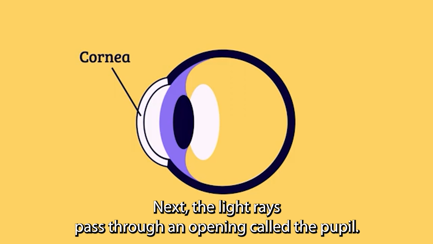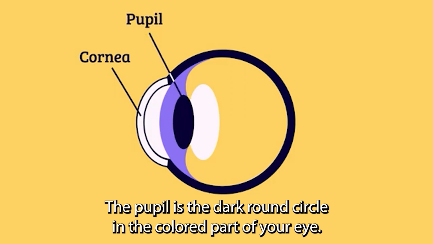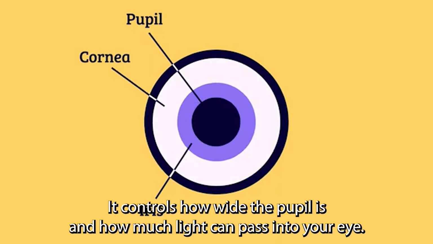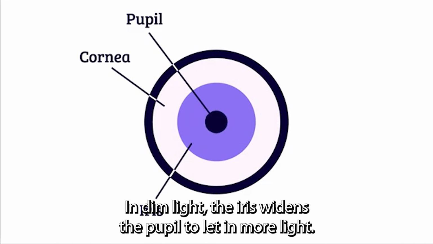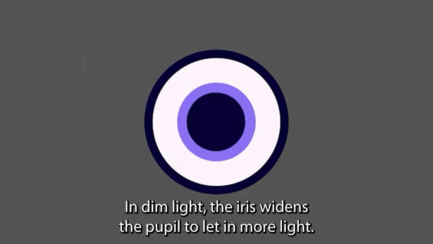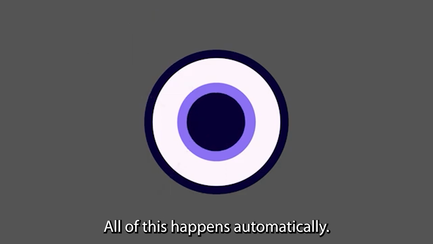Next, the light rays pass through an opening called the pupil. The pupil is the dark round circle in the colored part of your eye. The colored part is called the iris. It controls how wide the pupil is and how much light can pass into your eye. In bright light, the iris narrows the pupil, reducing the amount of light that enters the eye. In dim light, the iris widens the pupil to let in more light. All of this happens automatically.